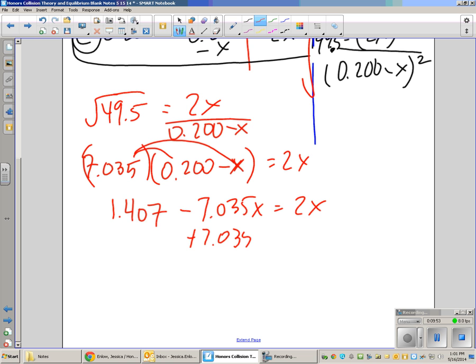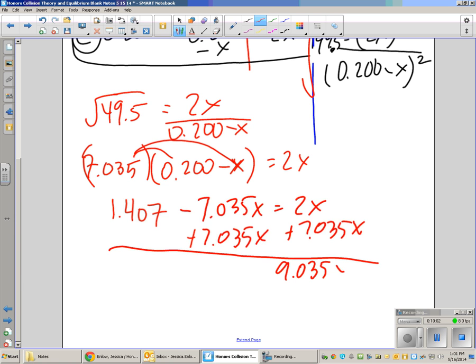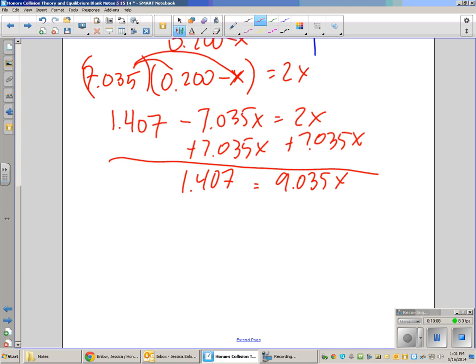So combine like terms. Add your 7.035 to this side, so then that's 9.035x is equal to 1.407. And then what do I do? Divide by what? 9.035, right. So divide by this side, because this needs to cancel over here to get x all by itself. So x is equal to, I got 0.1557.